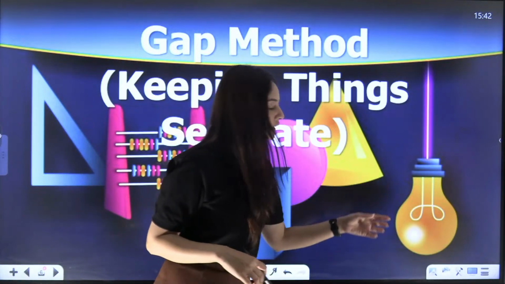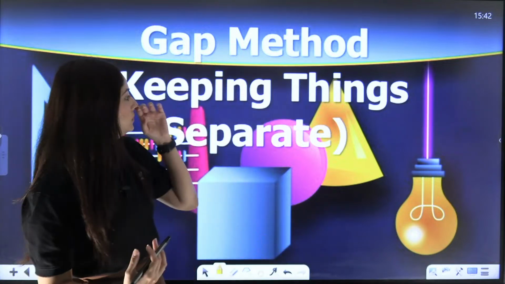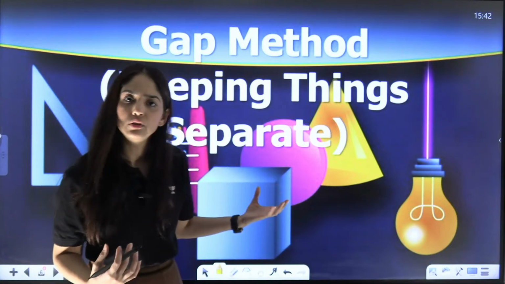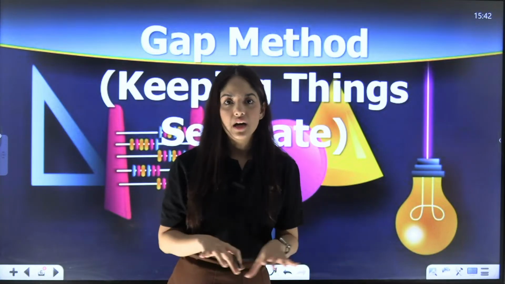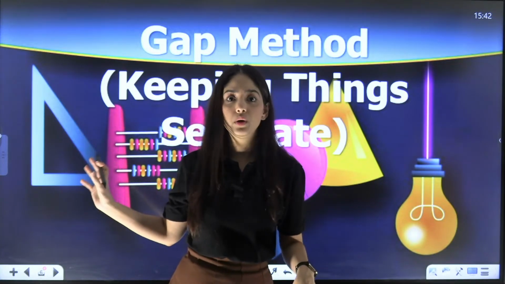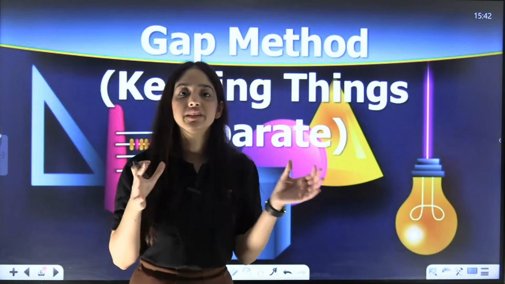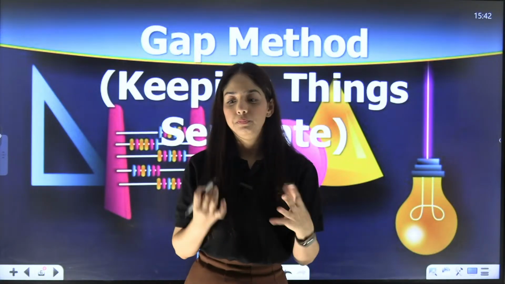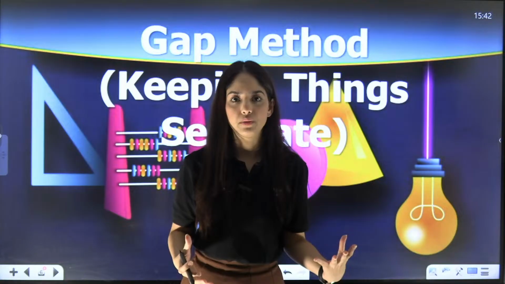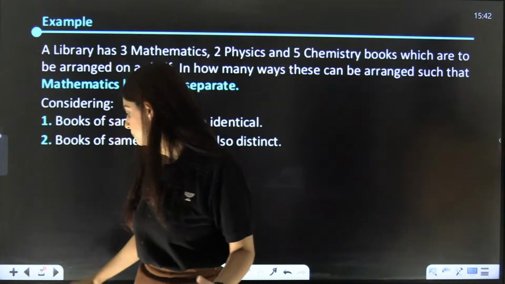Now, gap method. This is to count the number of cases when we have to keep certain objects apart. Up until now, we were keeping certain objects together. We were bundling them together. Now we have to put a gap between those objects. Let's look at an example.